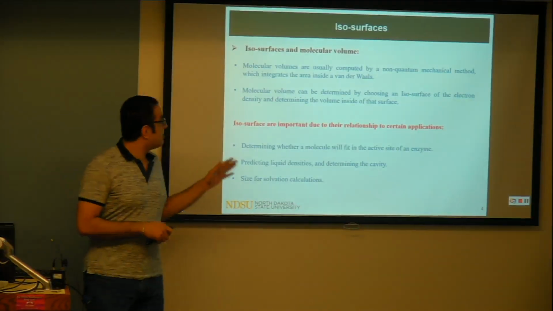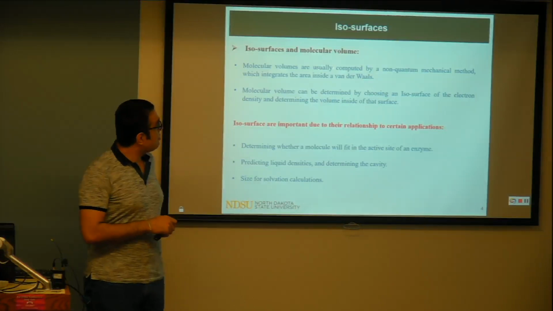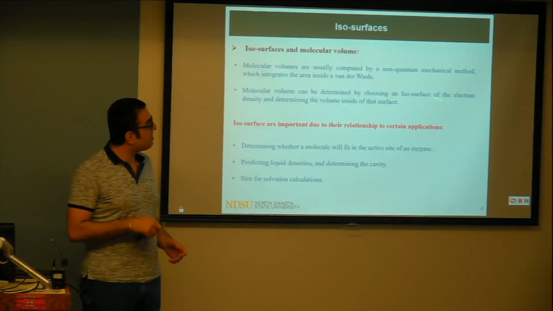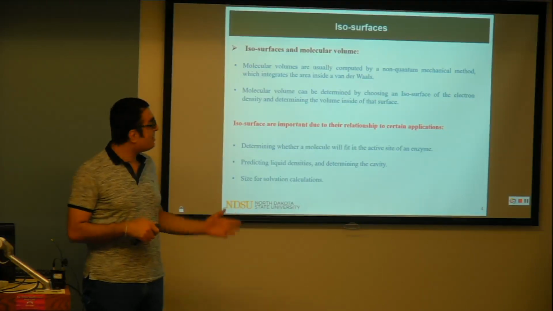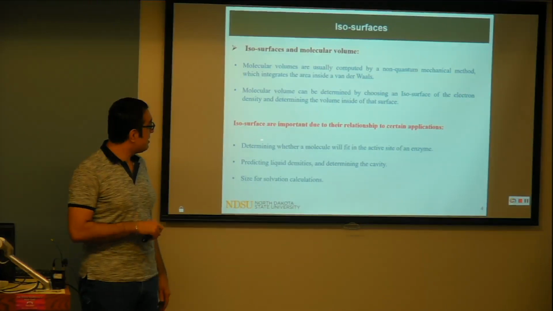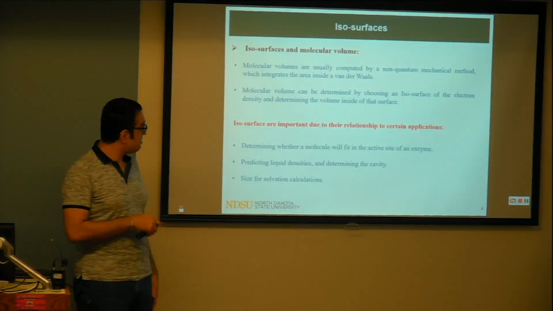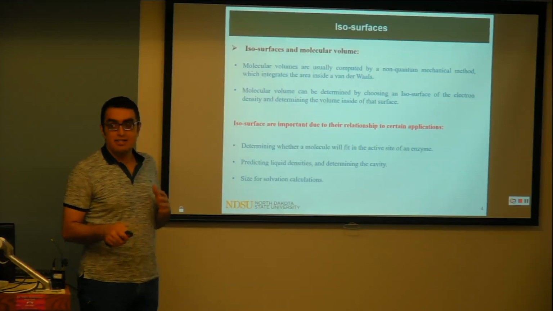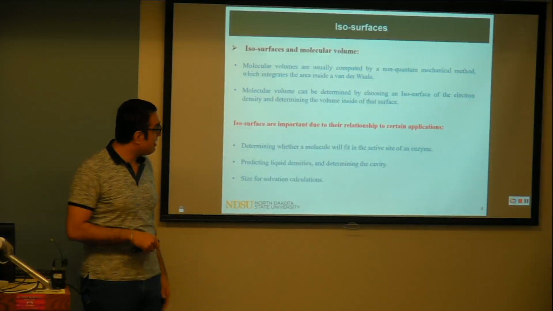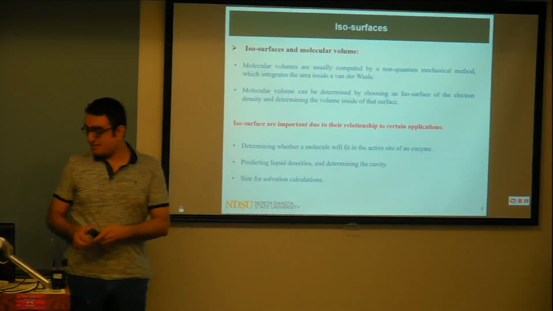Isosurfaces can be used for molecular volume. Molecular volume can be determined by choosing an isosurface of electron density and then determining the volume inside that surface. This could be utilized for several applications, for instance determining whether a molecule will fit in an active site of an enzyme, predicting the liquid density, or determining the cavities.